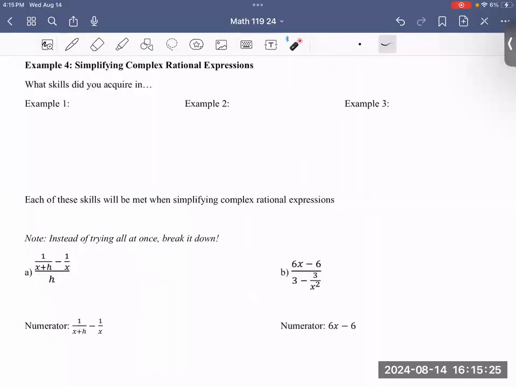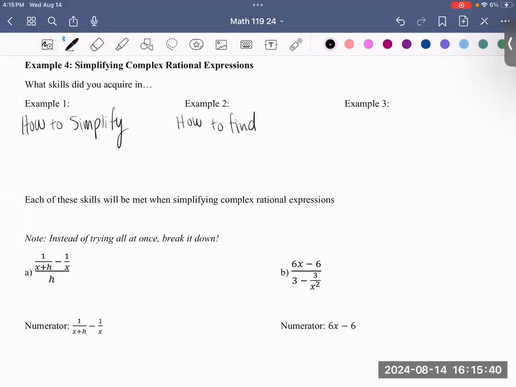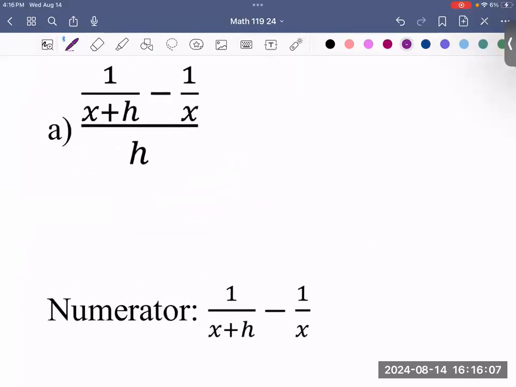So from all of your examples, we learned something new: how to simplify, how to find the LCD for adding and subtracting, and the last one, how to multiply and divide, like a keep, change, flip situation. So we're going to be simplifying, we're going to find a common denominator, and do a keep, change, flip. Each of these skills we need when accomplishing one like this.